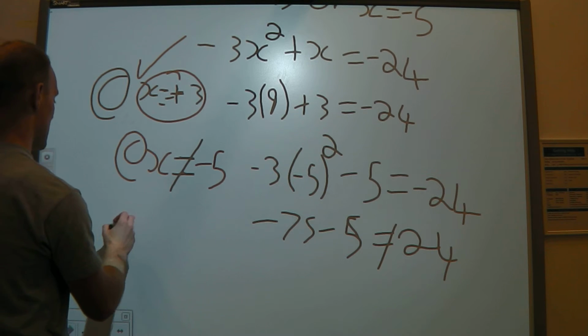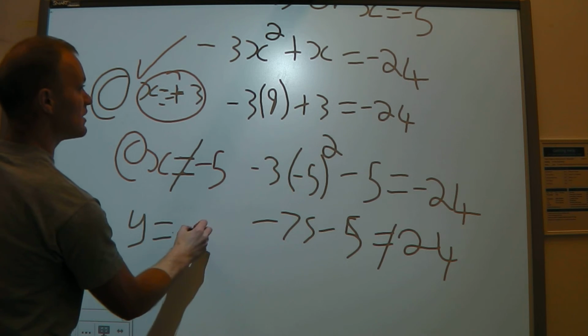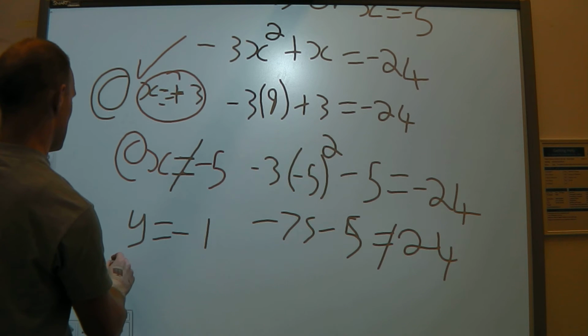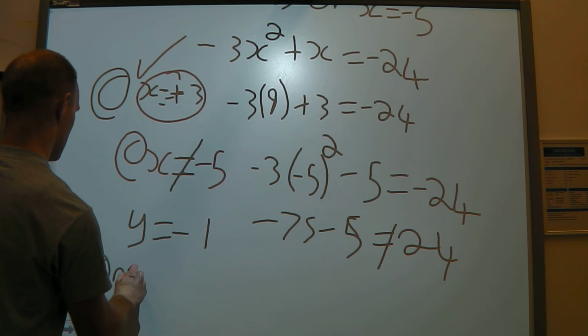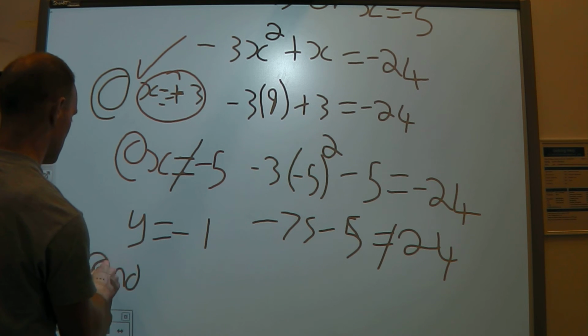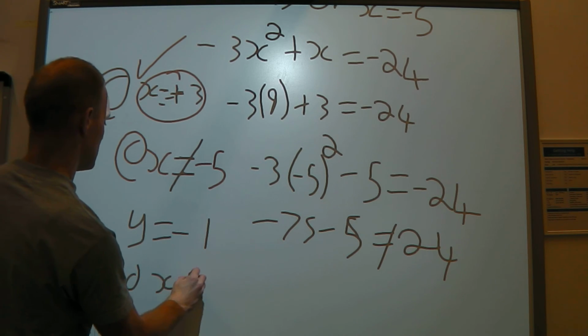So our solutions are y equal to minus 1 from just up above there, and x is equal to 3.